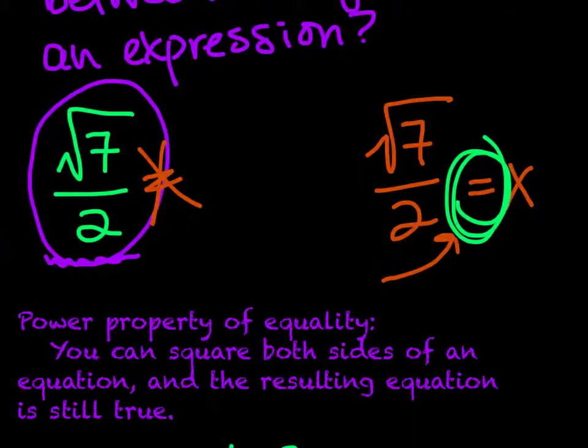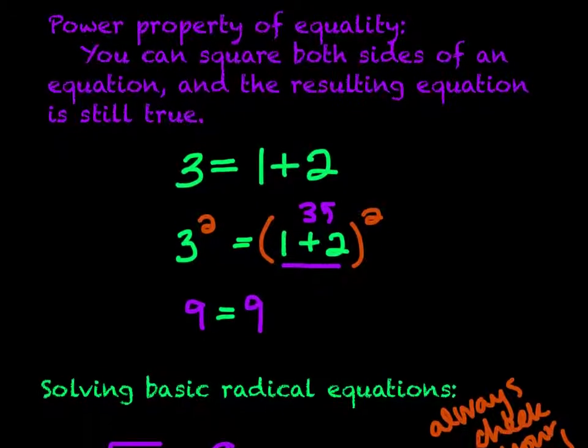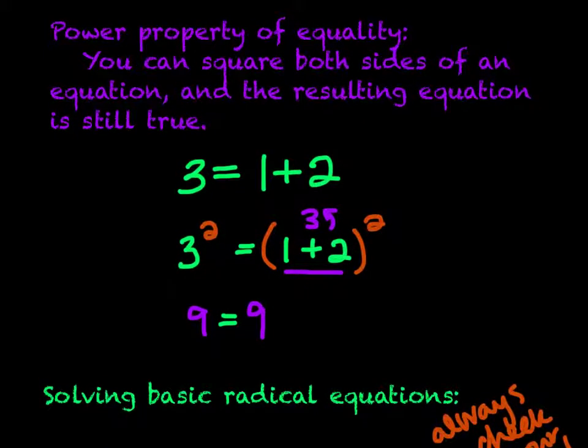So let's get started. The power property of equality. You can square both sides of an equation, and the resulting equation will still be true. So let's work ourselves through this equation right here. We know 3 is equal to 1 plus 2, right? Now, if we were to square 3 and square 1 plus 2, we get the same answer. So 3 squared becomes 9, and 1 plus 2 squared is also equal to 9 because 1 plus 2 is equal to 3 and 3 squared is equal to 9.